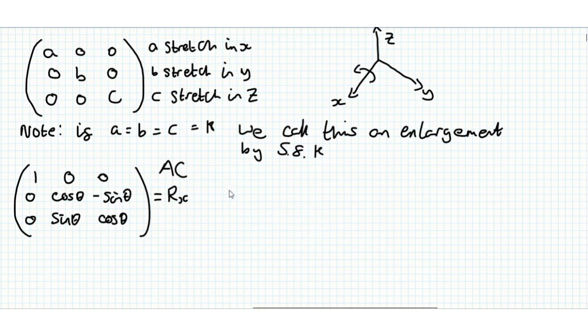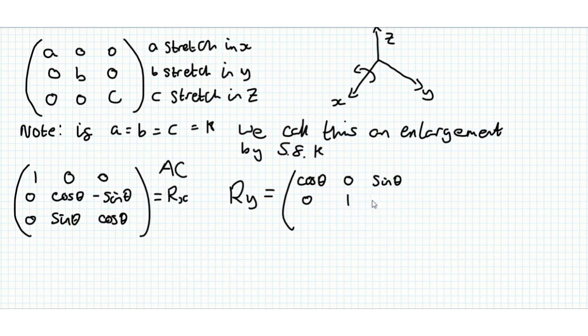Now we're going to find the equivalent Ry and Rz. So Ry would be cos theta, 0, sine theta, 0, 1, 0, minus sine theta, 0, cos theta.